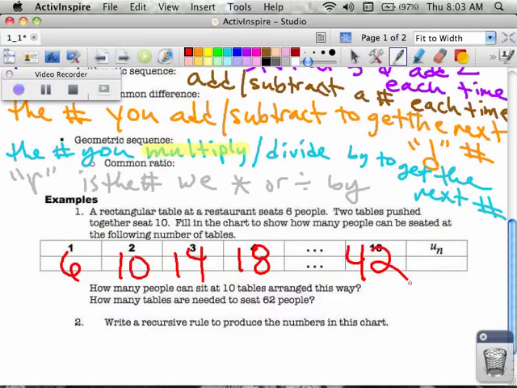How many tables do you need to seat 15 then? Or to seat 62, excuse me. 250? No. 15. 15 is correct. Very good. 15 tables is all you would need to seat 62.